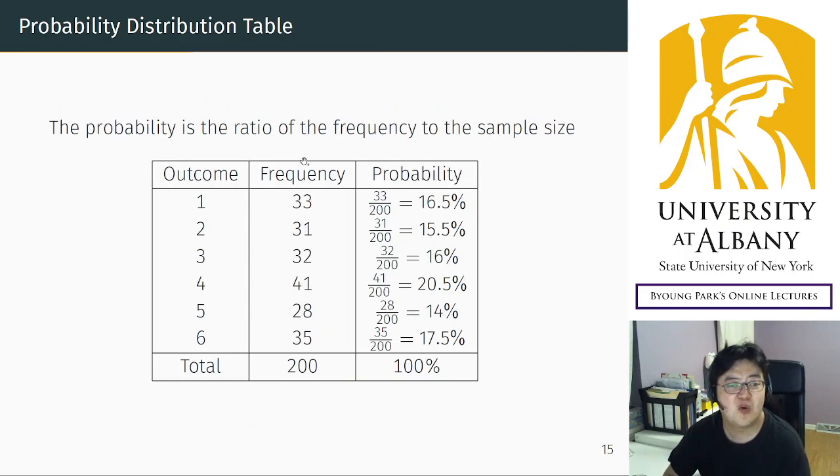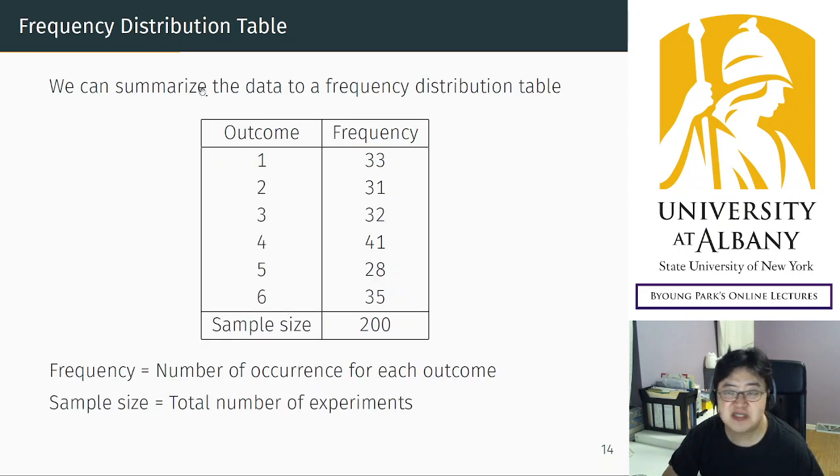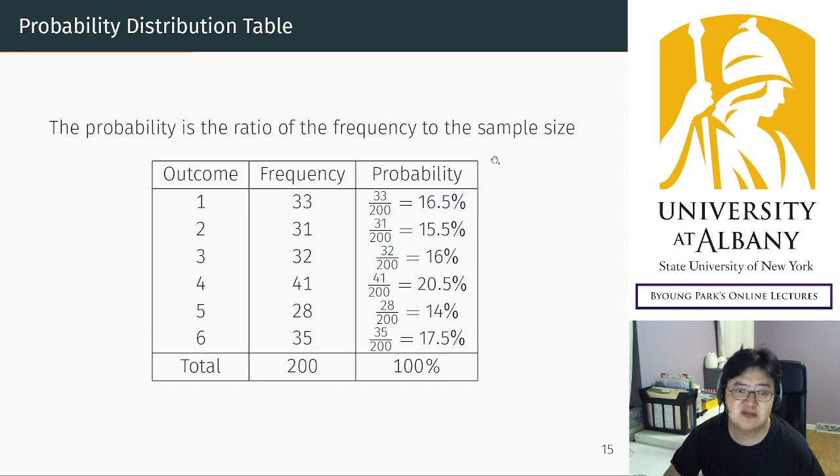And then to go one step further, you can define probability directly from the frequency distribution table. By the way, we call this table the frequency distribution table. It shows how the frequencies are distributed across different outcomes. The frequency distribution table can be extended to a probability distribution table. It shows how the probability is distributed across different outcomes. And the probabilities are calculated as the ratio of the frequency over the sample size.